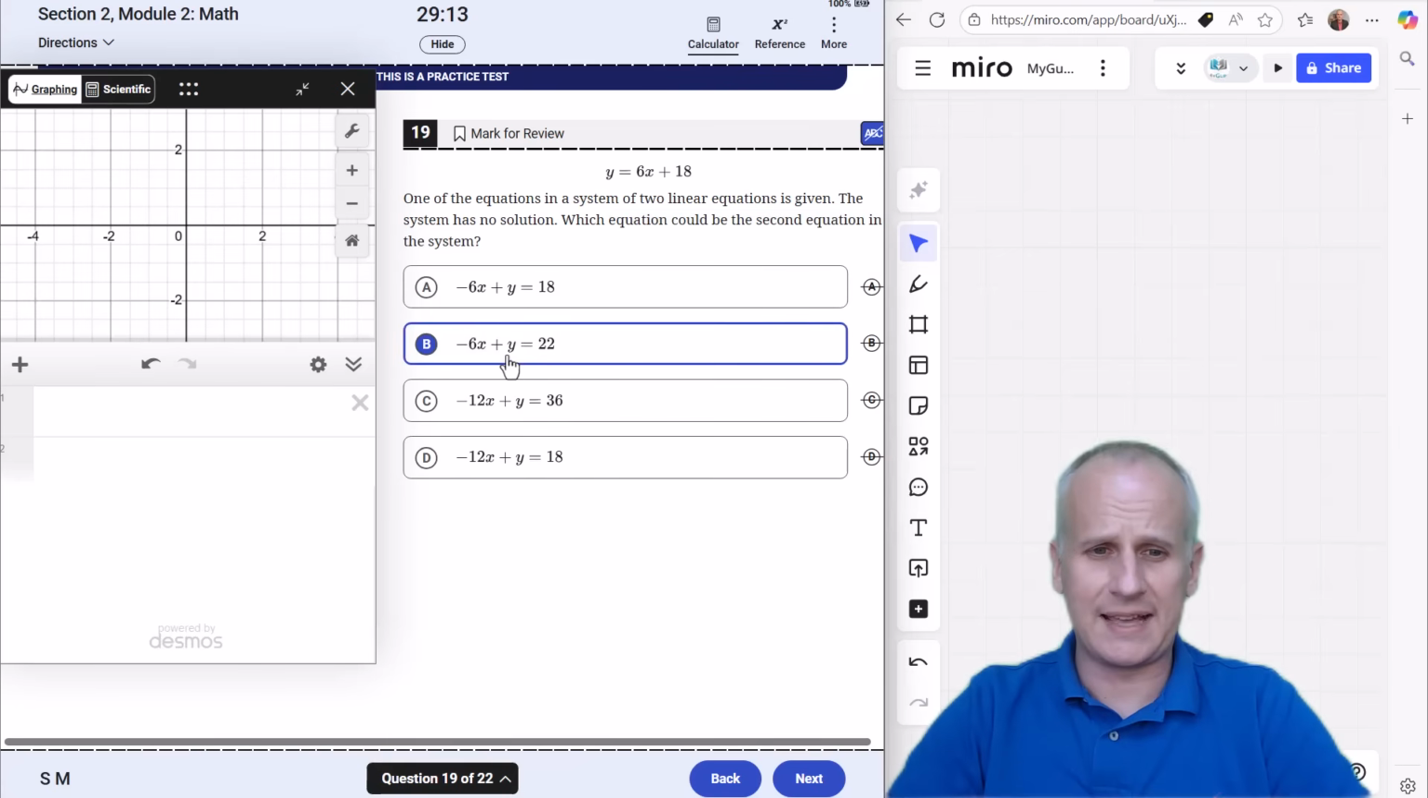And you might recognize that that's going to be choice B immediately, because you're like, y equals 6x plus 22. Y can't be both 6x plus 18 and 6x plus 22, so there's no solutions. It's going to be a parallel line. If you can do that abstractly, just go ahead and pick B now.